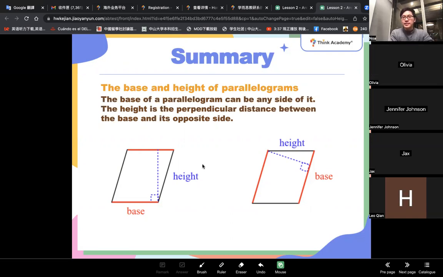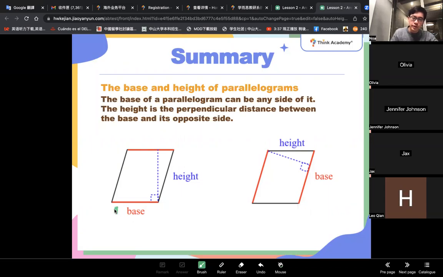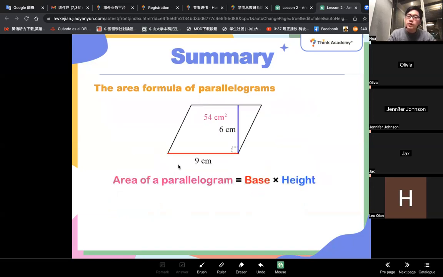The height is the perpendicular distance between the base and the opposite side. So if I choose this one as our base, this is the perpendicular distance from our chosen base to the opposite side. Okay, so that's the height. And we also learned about the area formula, which is base times height. Some people may get confused about how it works.